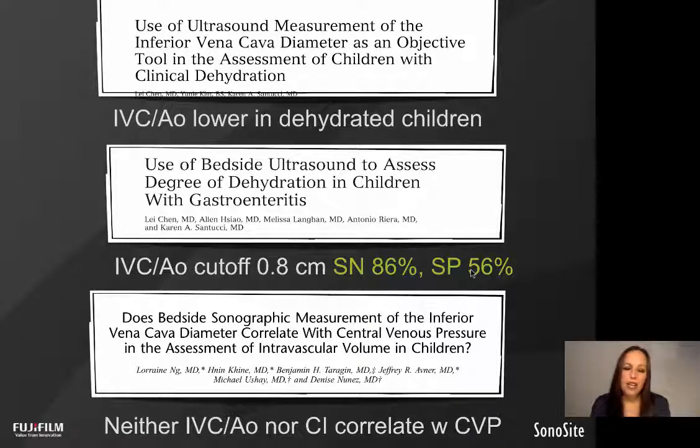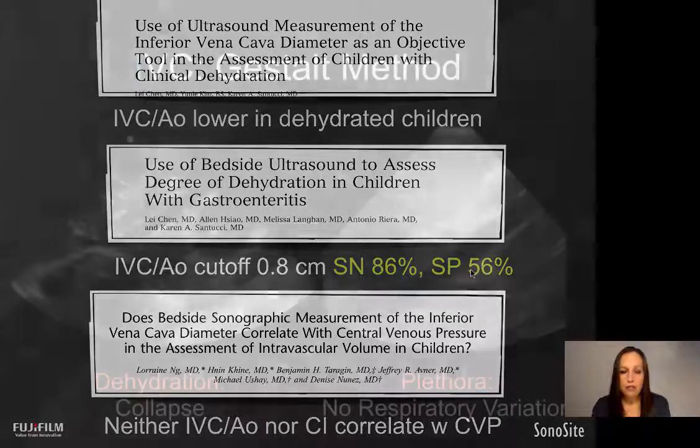Now, the study that actually, to me, proves that we really shouldn't be relying on these actual measurements is by Lorraine Ng, who looked at patients who had CVP monitors in place, and they looked at the IVC to aorta ratio, and it really didn't correlate. Now, it is important to note that the respiratory variation that we see in the inferior vena cava is for spontaneously breathing patients. It really is different when you have intubated patients, mechanically ventilated patients. So keep that in mind if you're assessing a patient who is already intubated and on a ventilator.